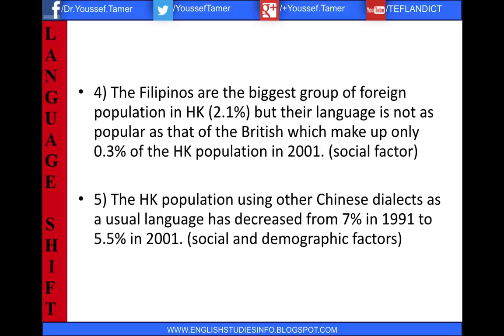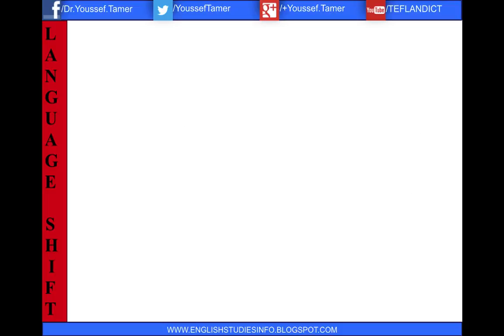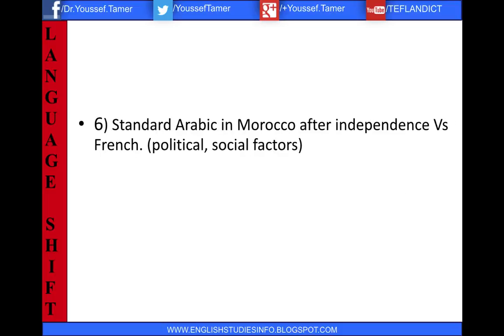This is also related to demographic and social factors. So the Hong Kong population using other Chinese dialects has decreased, okay, from 7% to 5.5%. So here we're having another language shift. Now let's go back to our context.